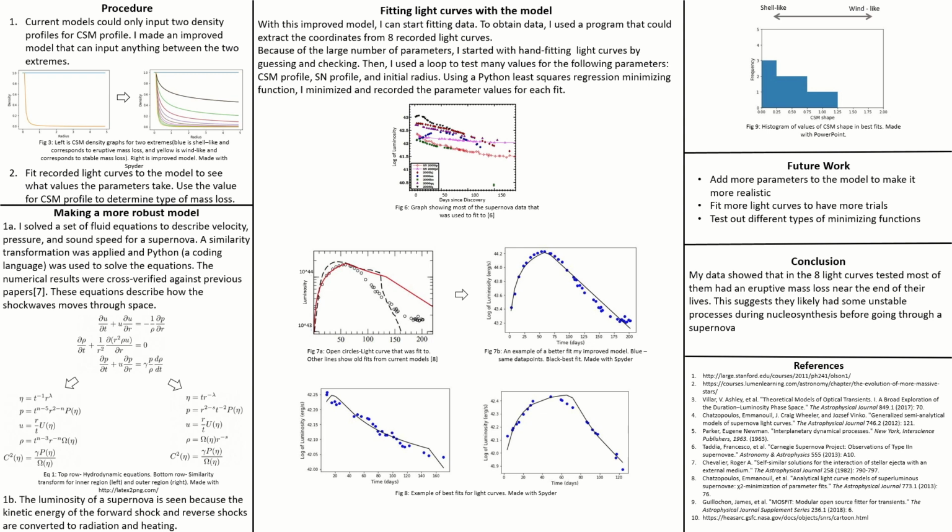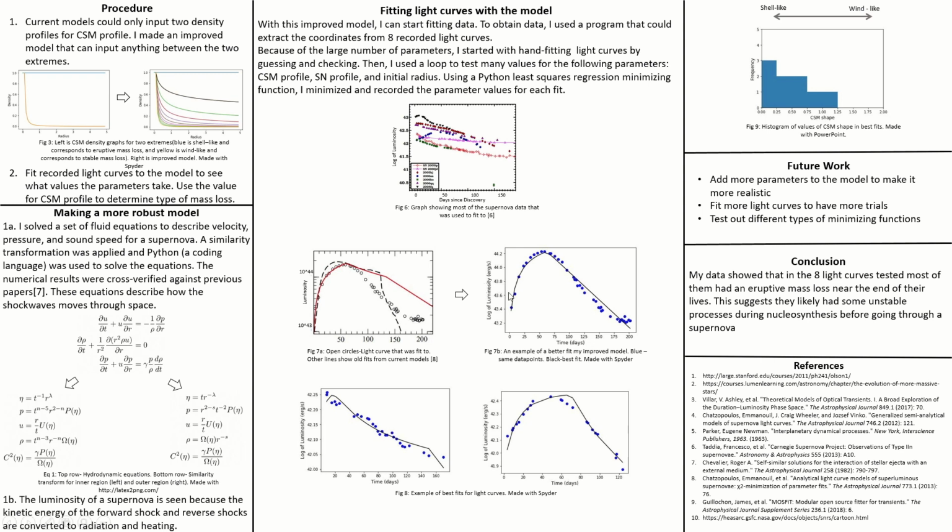Now that I know that I have an improved model, I need to obtain the data to fit to. So I used a program to extract the coordinates of 8 documented light curves. These are shown in figure 6. And for each fit, because of the large number of parameters, I started with a hand fit to get a rough estimate of the values of the parameters. Then I used a loop to test through a small range of values for a couple of the parameters, and a Python minimize function that calculated least squares regression. This was used to determine the best fit for each light curve.